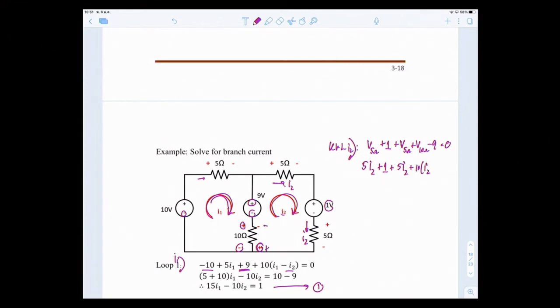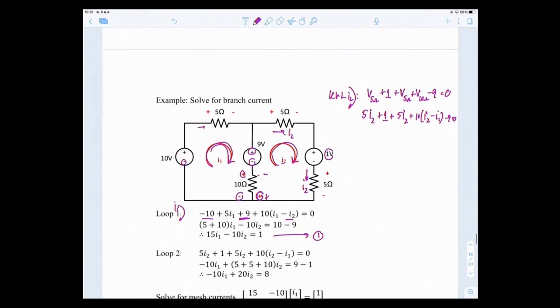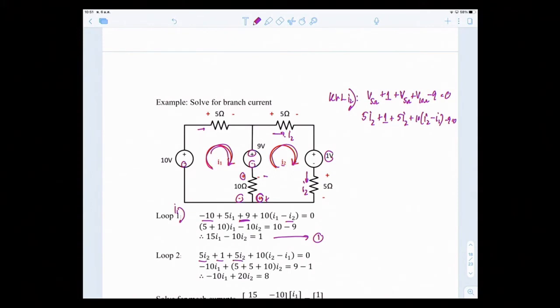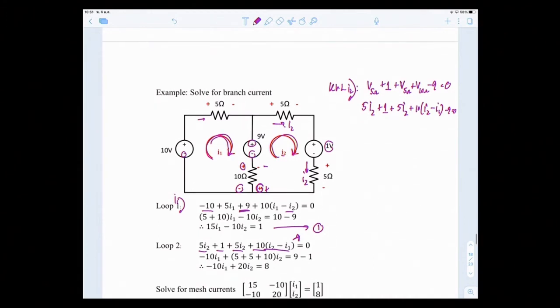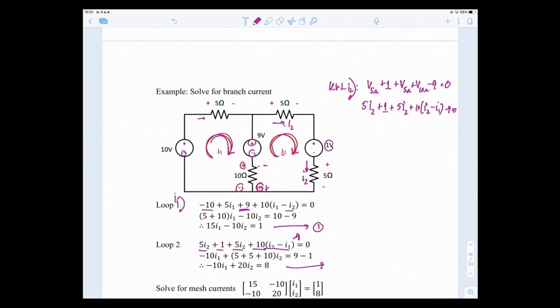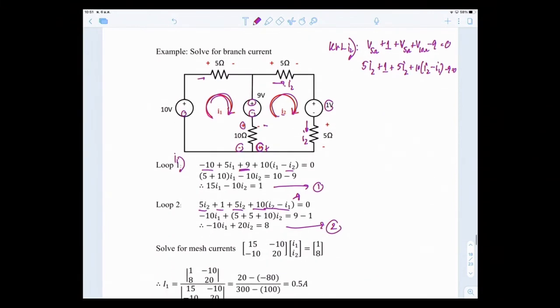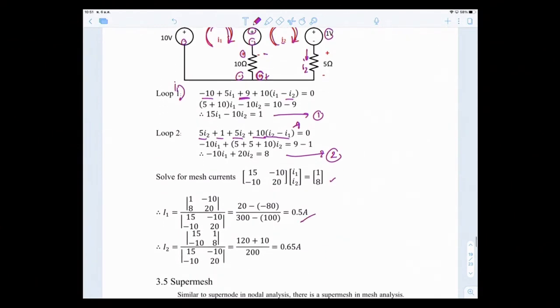So it's I2, right? I1 goes in the opposite direction, so it gets a negative sign for the voltage drop across 10 ohms. So minus I1, right? And then minus 9 equal to 0. So you get 5I2 plus 1 plus 5I2 plus 10I2 minus I1, right? Oh, I forgot minus 9 here. All right, minus 9 equal to 0. So therefore, this is your second equation. And using matrices, I use Cramer's rule, and you get I1 and I2.